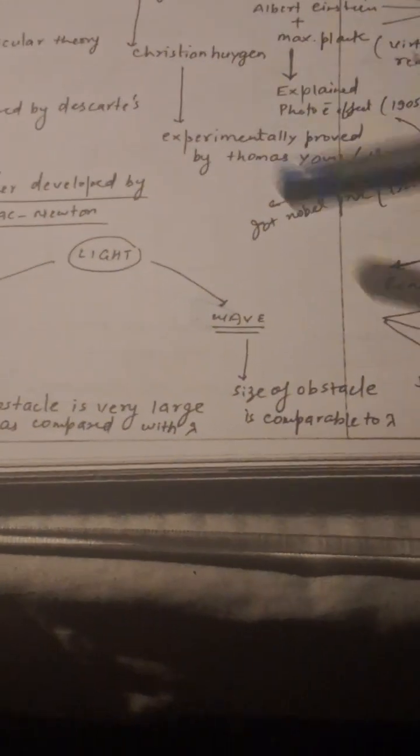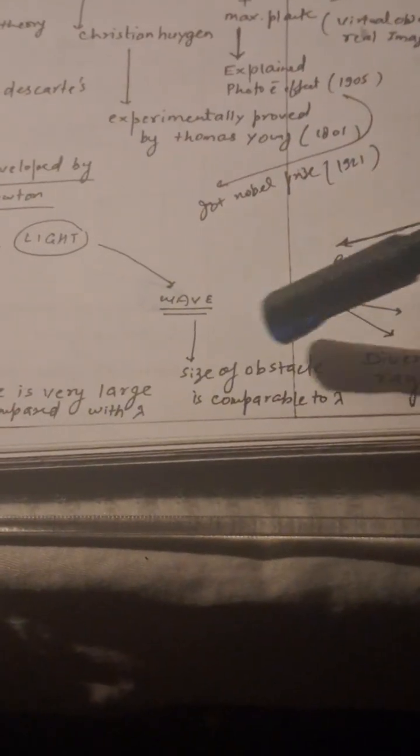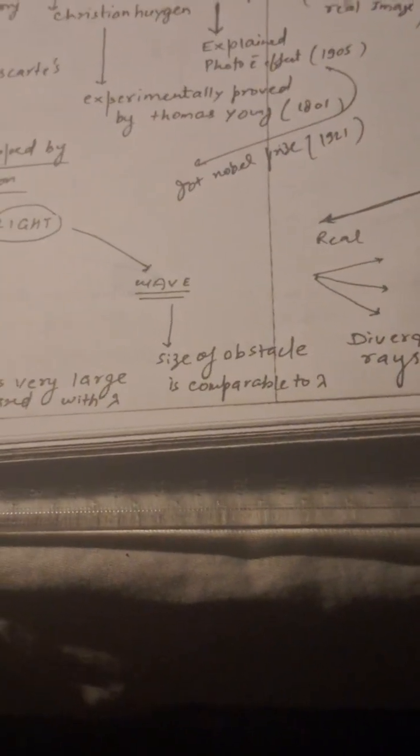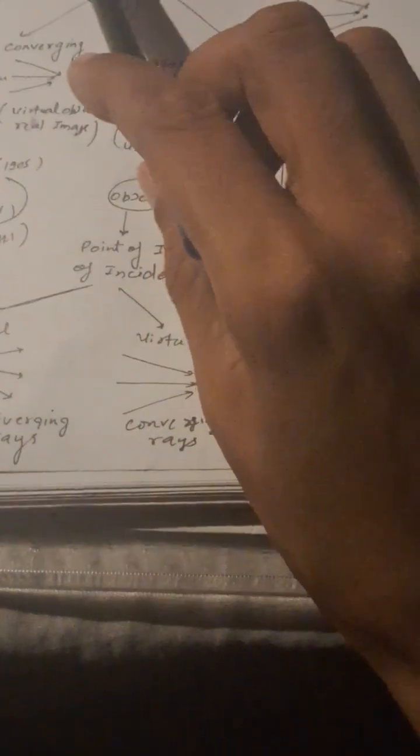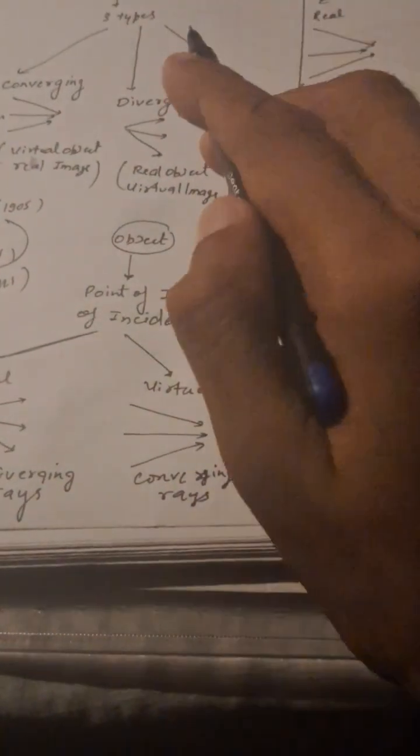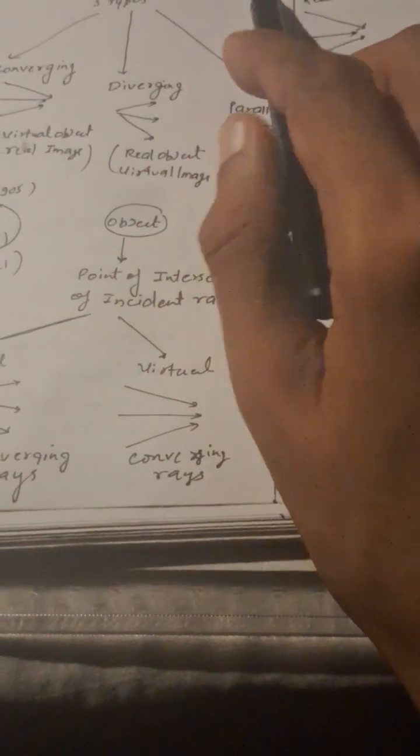So light behaves as a wave when the size of the obstacle is comparable to the wavelength of the light. We can demonstrate this using these two examples. Now let's start with the ray. What is a ray? A ray is a directed line segment which shows the direction of propagation of light.